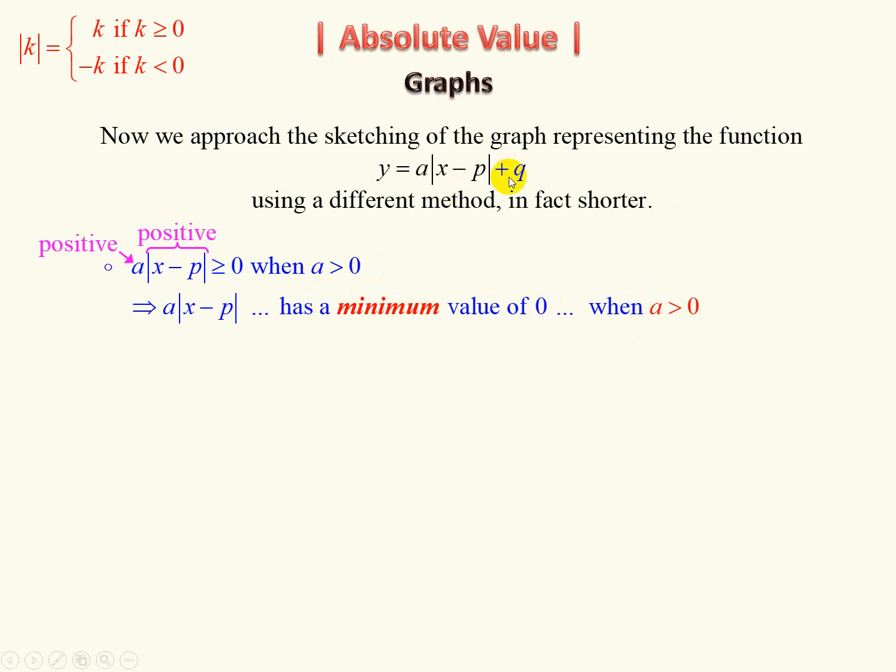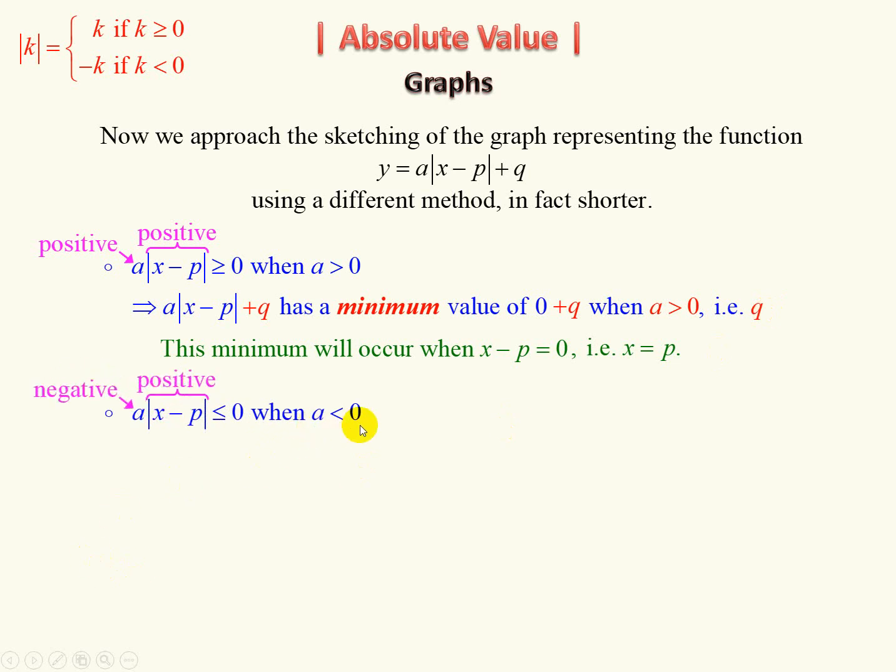Now, if I add in the q to this, that means we're going to end up with 0 plus q. So we start there, and we add the q to the 0. Therefore, the minimum value now is q, and it happens when x minus p is 0, which means that x equals p. So here are the values of x and y: x is p to make that 0, and then when that's the case, y will be q, and that is the minimum value.